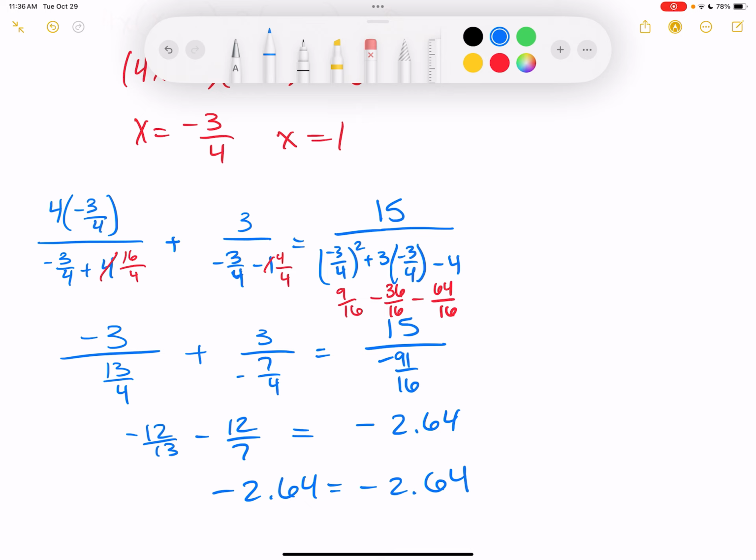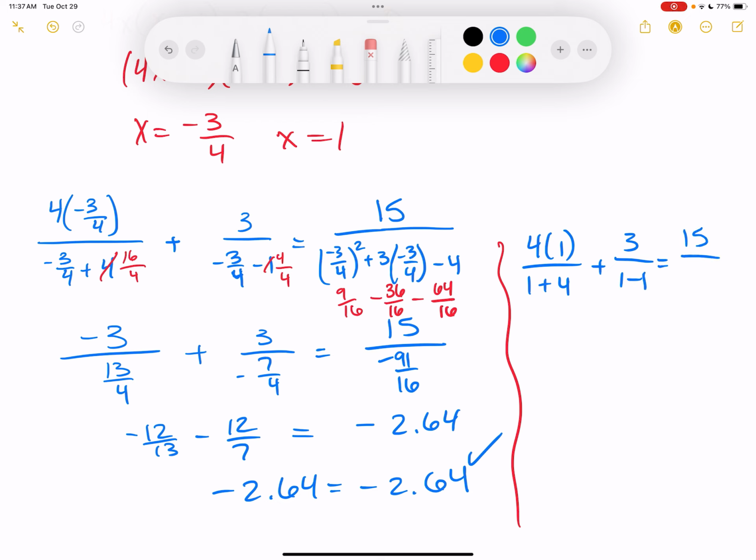Okay. Anyways, this one works. Just weird math. The other one should be easier. Alright, 4 times 1 over 1 plus 4 plus 3 over 1 minus 1, equals 15 over 1 squared plus 3 times 1 minus 4.